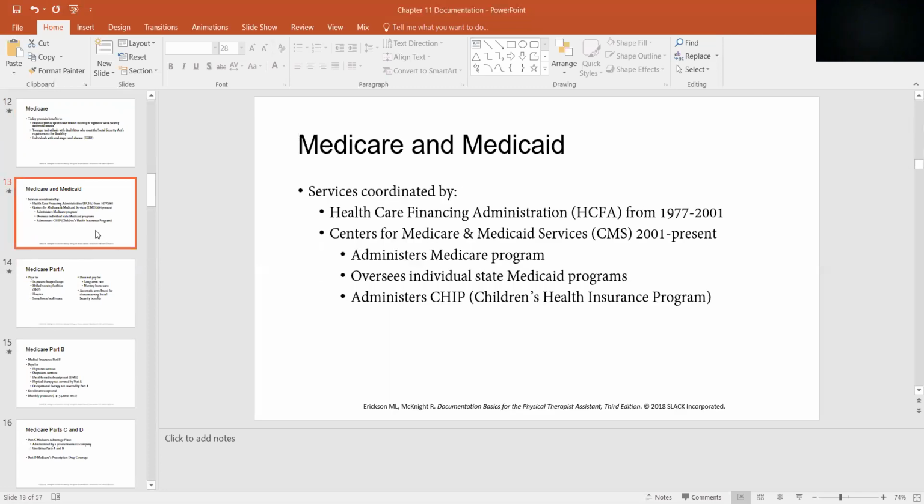Medicare and Medicaid are coordinated by the Centers for Medicare and Medicaid Services, called CMS. It used to be called the Healthcare Financing Administration, HCFA. I'm familiar with that name. It was out there when I first started practicing, but now you will hear CMS. And CMS administers the Medicare program. It also oversees state Medicaid programs, and it helps administer CHIP, the Children's Health Insurance Program.